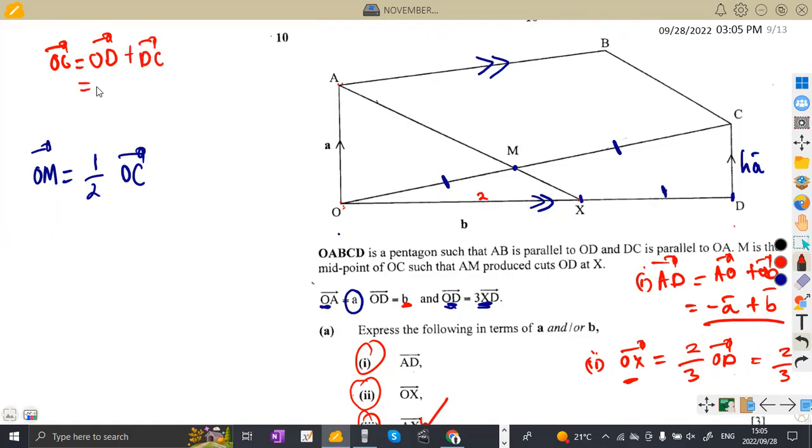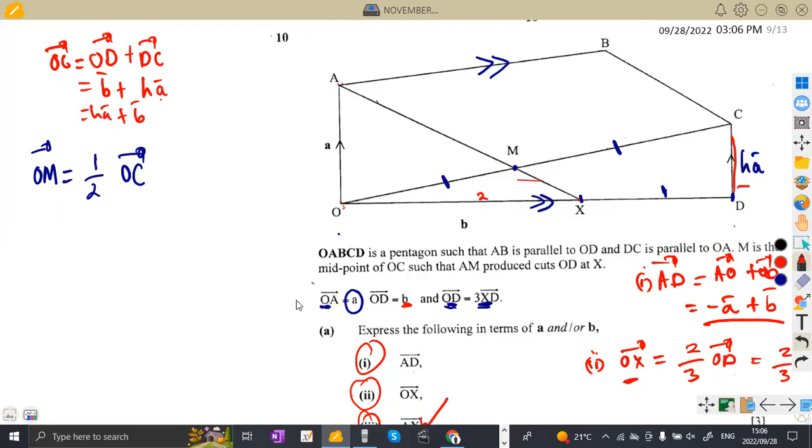All right, of which O to D, that is the one that you're given as B. So this is going to be vector B plus DC. Remember, the DC is this one that we now have, which is HA. So it is going to be plus HA, like that. Okay, of which you can just write it as HA plus B, starting with H, starting with A, then followed by B. So it's still fine. This is your vector OC.